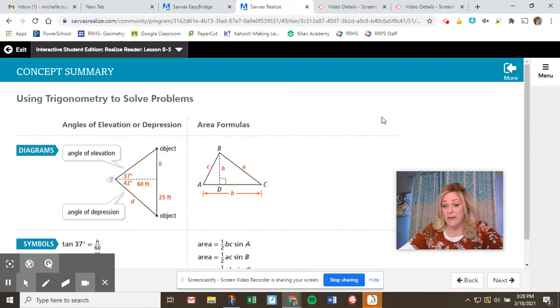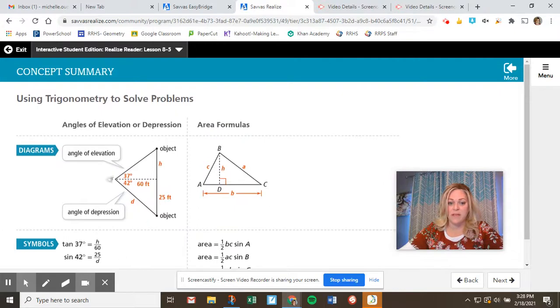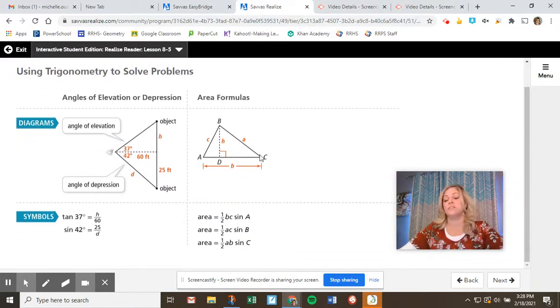The one other thing you might need is to find the area using trig. And so I am actually just going to show it to you at the concept summary. Not all teachers will require this, but these formulas can help you find the area of a triangle using trig, or you can just use trig to find that height and then find the area, 1/2 base times height. So it's up to you.